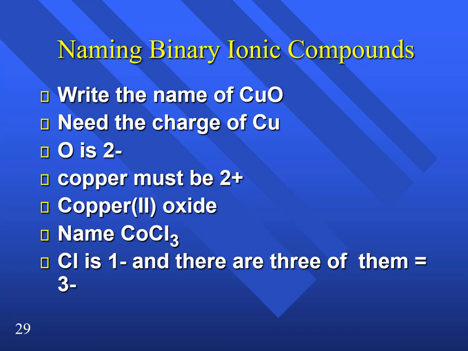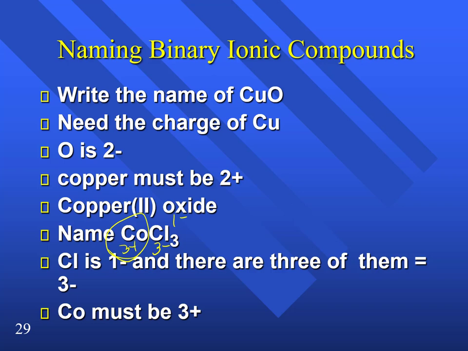So my total negative is 3 negative. So my total positive has to be 3 positive. So that cobalt has to be 3 positive if that's going to equal 0. Integer math? So everybody comfortable with how I figured out cobalt? I say my total negative is 3 negative because each one's 1. So my total positive is 3 positive, so that cobalt has to be 3 positive.